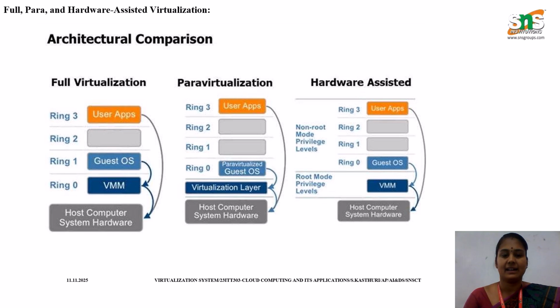Full, para and hardware assisted virtualization. In full virtualization, the guest OS is unaware it is virtualized. It uses binary translation, for example VMware. In para virtualization, the guest OS is modified to interact with the hypervisor directly, so it gives faster performance. For example, Xen is a para virtualized hypervisor. The next one is hardware assisted virtualization. It uses CPU features like Intel VT-x and AMD-V. It improves performance by offloading virtualization tasks to hardware.